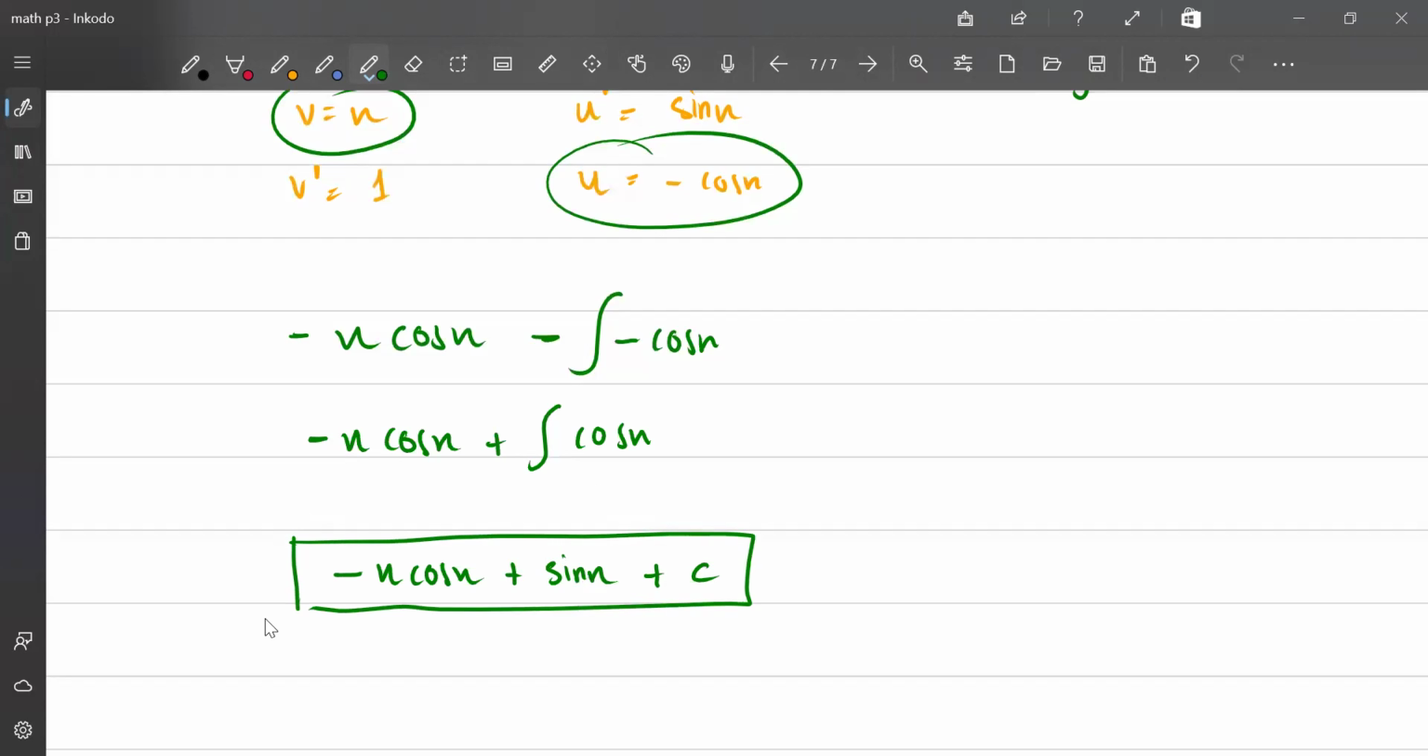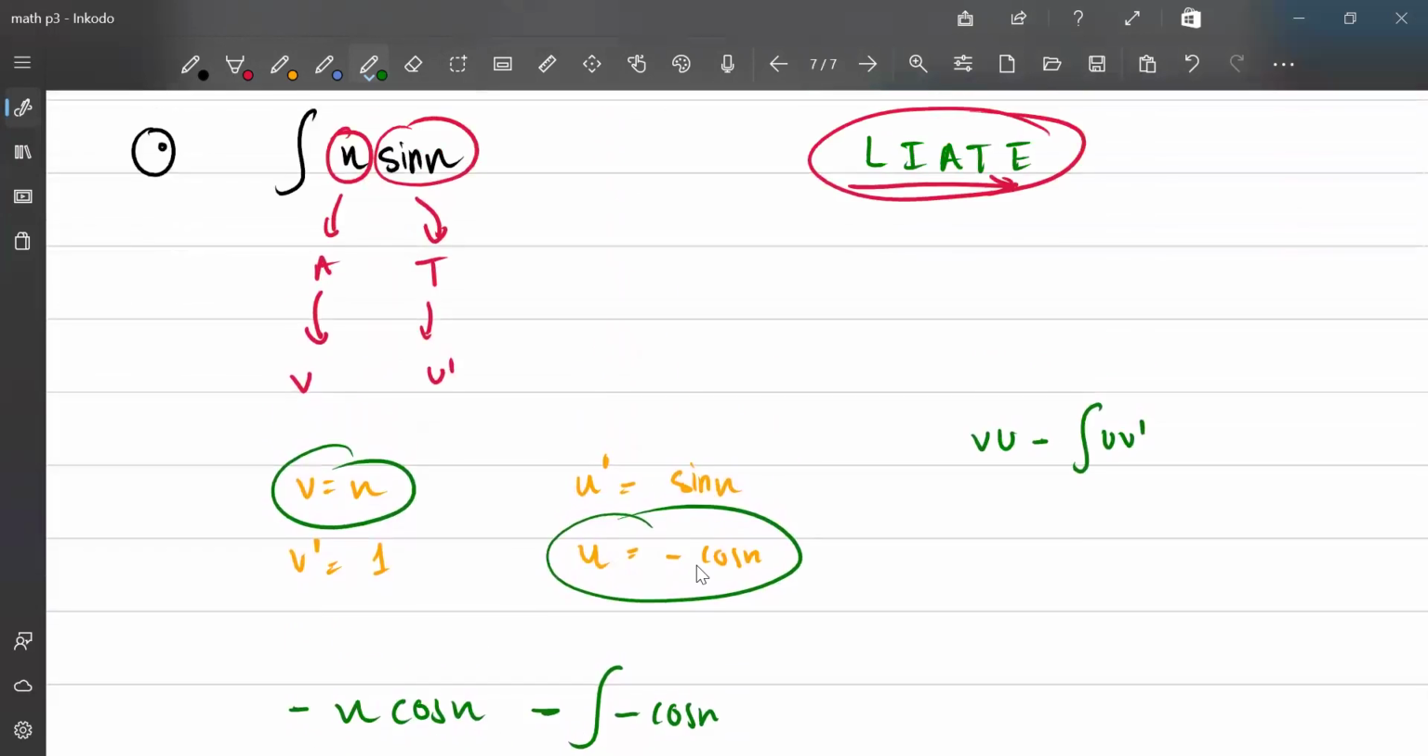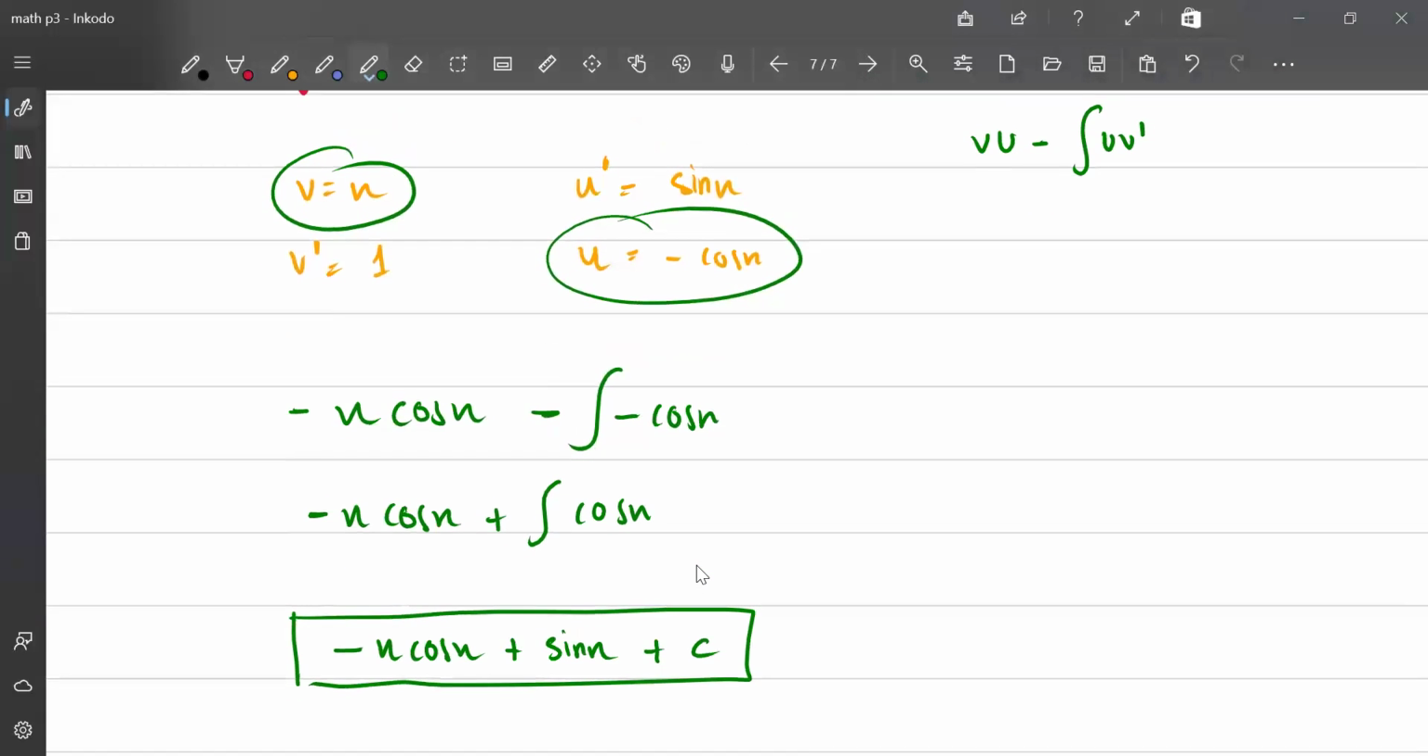All right. The only case in which you will not apply plus c is when you have a definite integral. All right. So this is how you do it. Now let's do a couple more example questions to understand this.